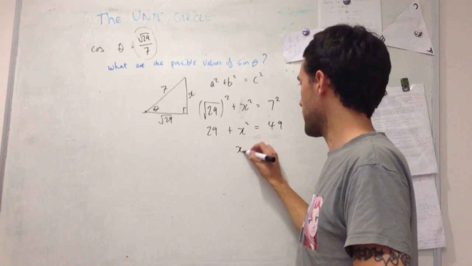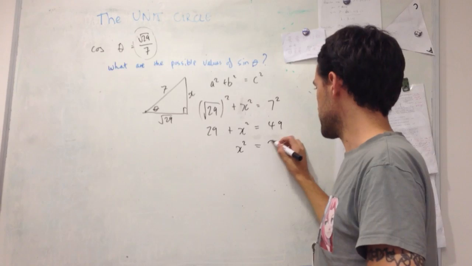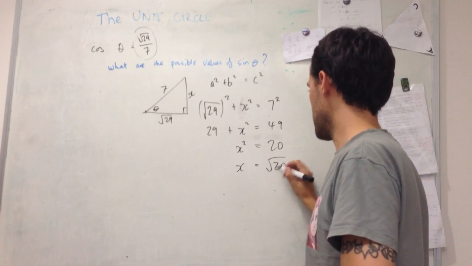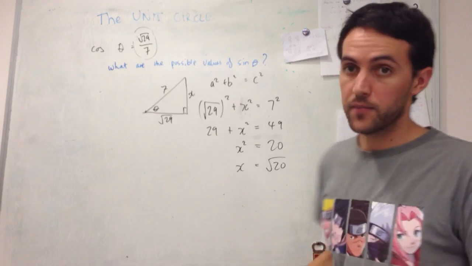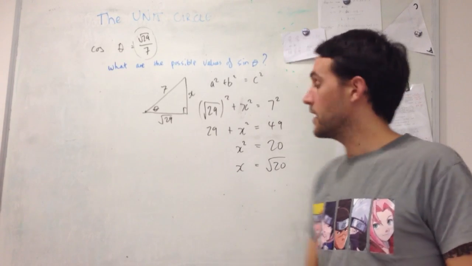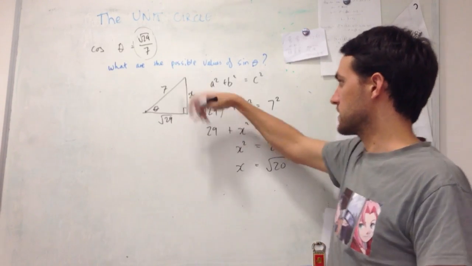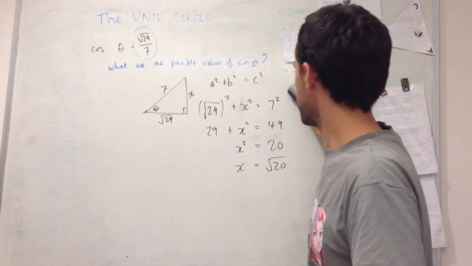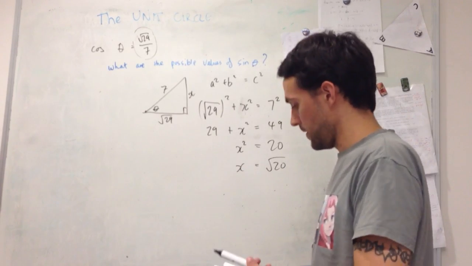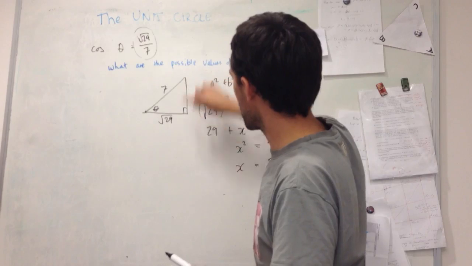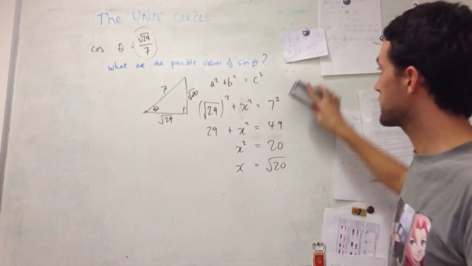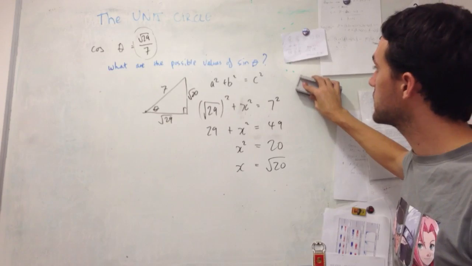Subtract 29 from both sides, I get x squared equals 20. So x must be equal to the square root of 20. I don't need to worry about plus or minus in this case because it's a length, so I don't need to have the minus there. So I can now replace this, and I've got this is equal to root 20.